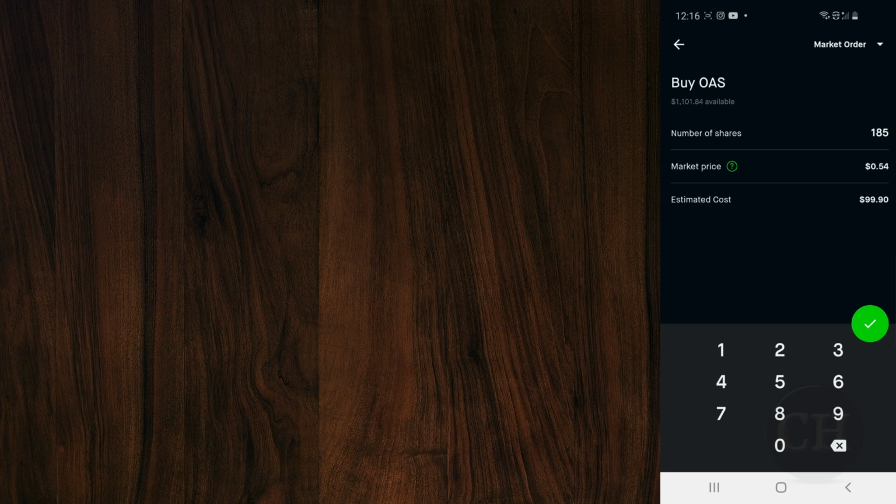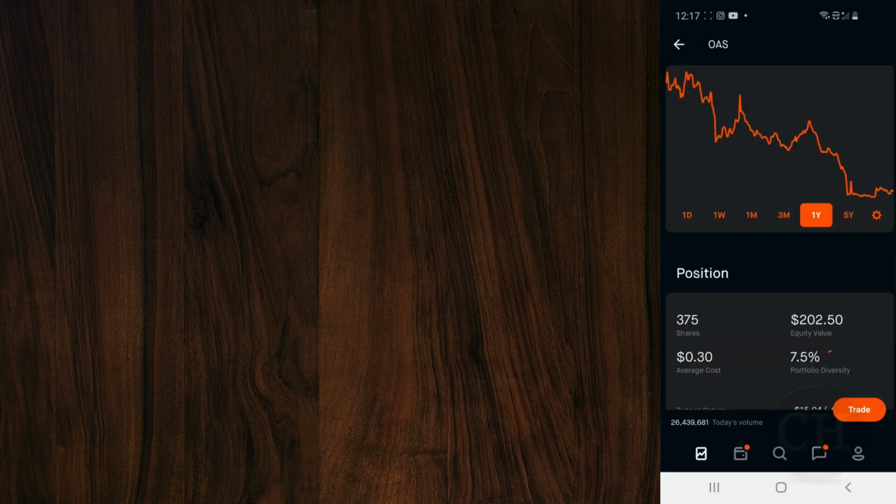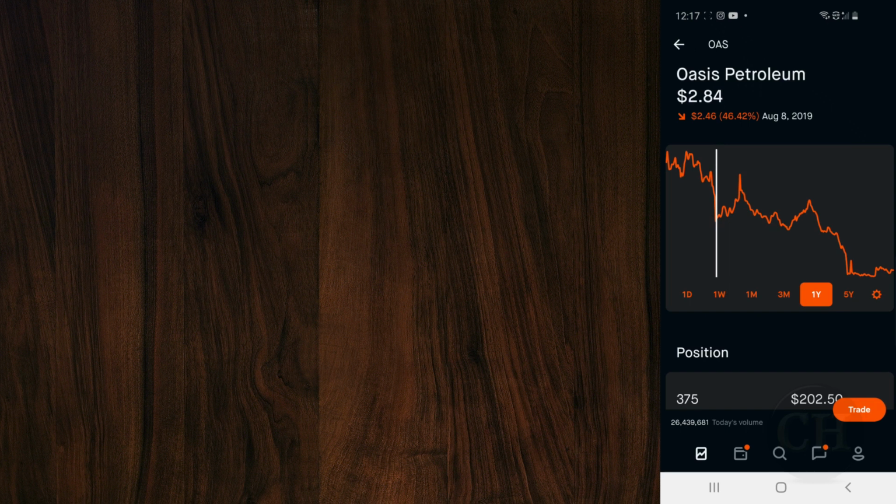$99.90 is what it's going to cost you to buy this particular stock at the market price of 54 cents. You will own 185 shares. If we're trying to get to this number of roughly $3 per share.